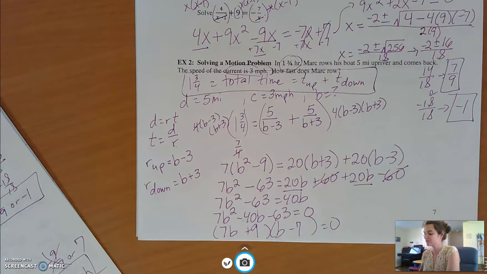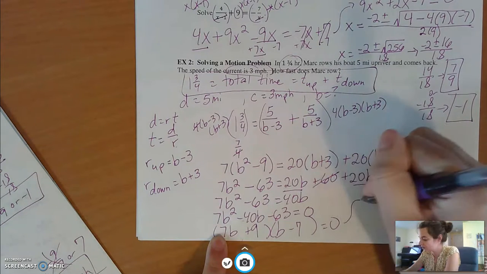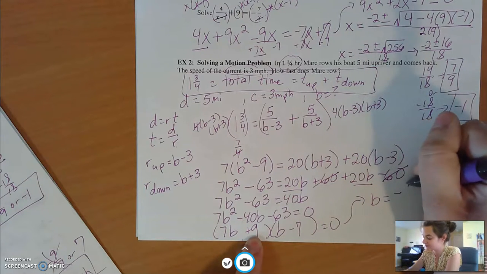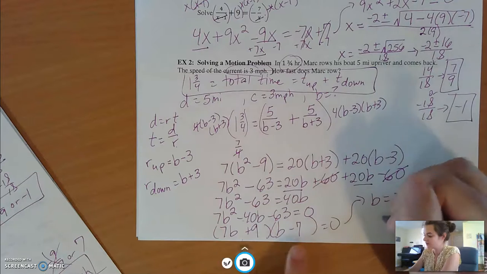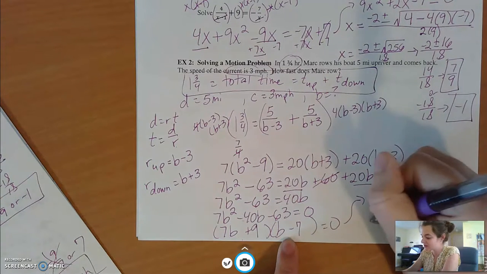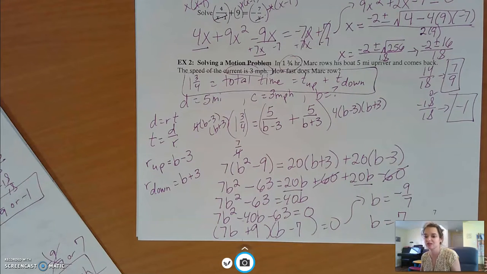Okay? So from here, we set each factor equal to 0 and solve. So 7b plus 9 equals 0, which means that b would be negative 9 sevenths. If b minus 7 equals 0, I would add 7 to both sides and b would be 7. And then it is a word problem, so we need to make sure that our answers actually make sense. So the negative 9 sevenths, does that make sense?